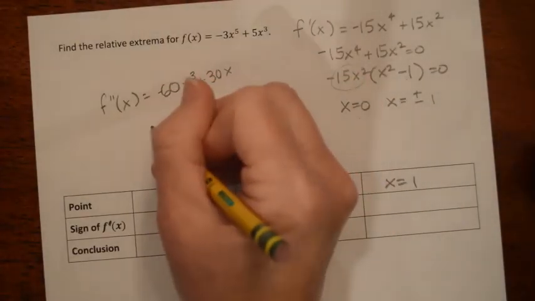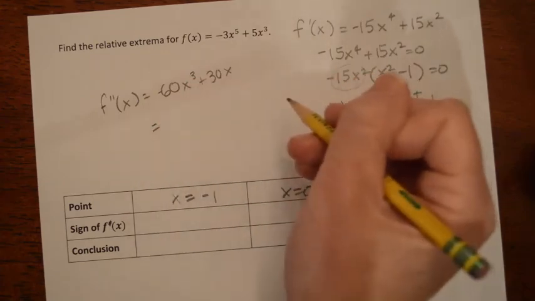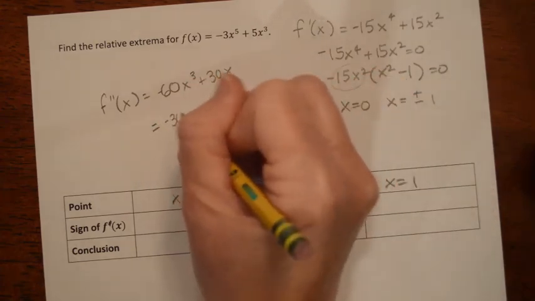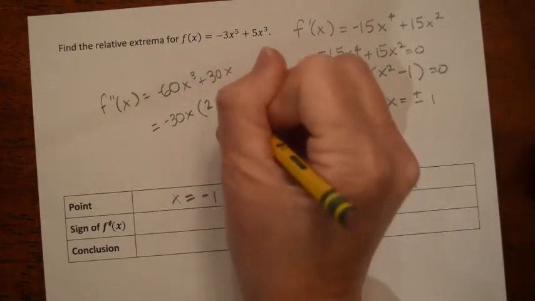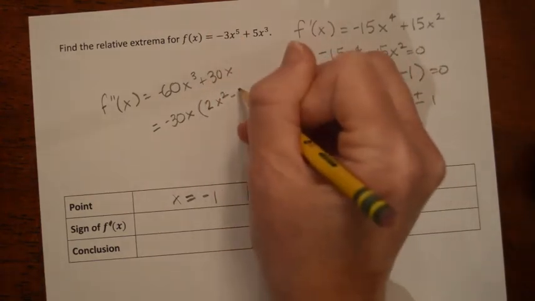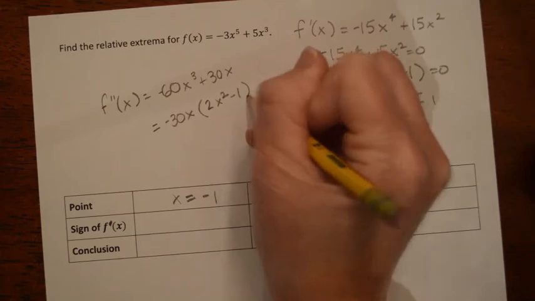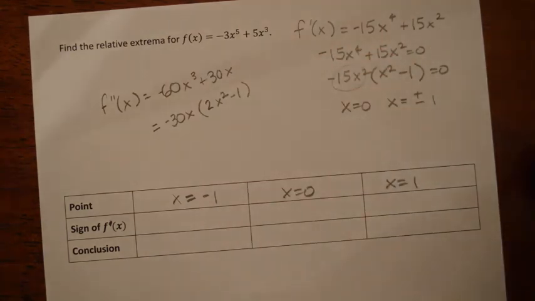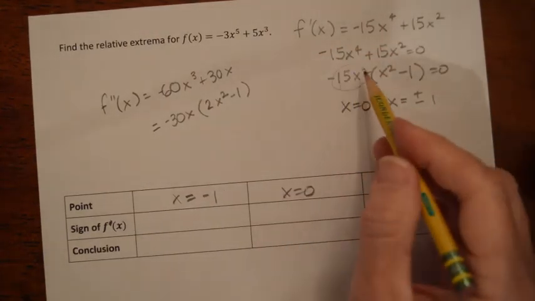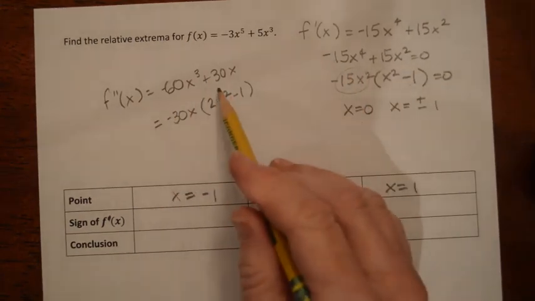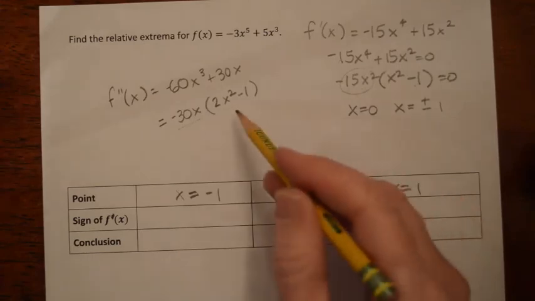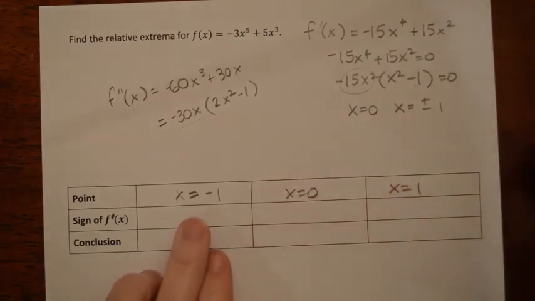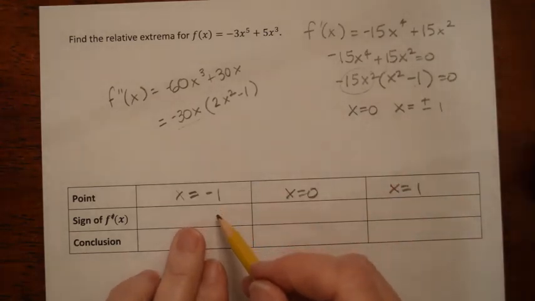I'm going to factor out a negative 30x. So I'm going to get 2x squared minus 1. Let me just make sure I did that correctly. Yes, factor out a negative. Yeah, okay. So I need to plug that into the second derivative and see what the sign is.